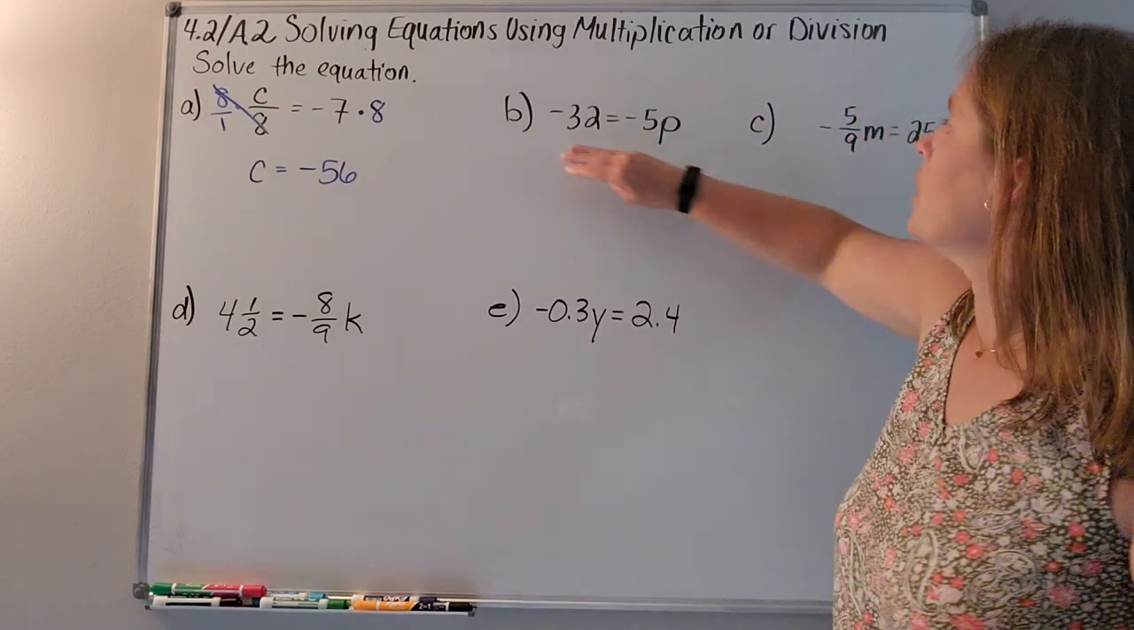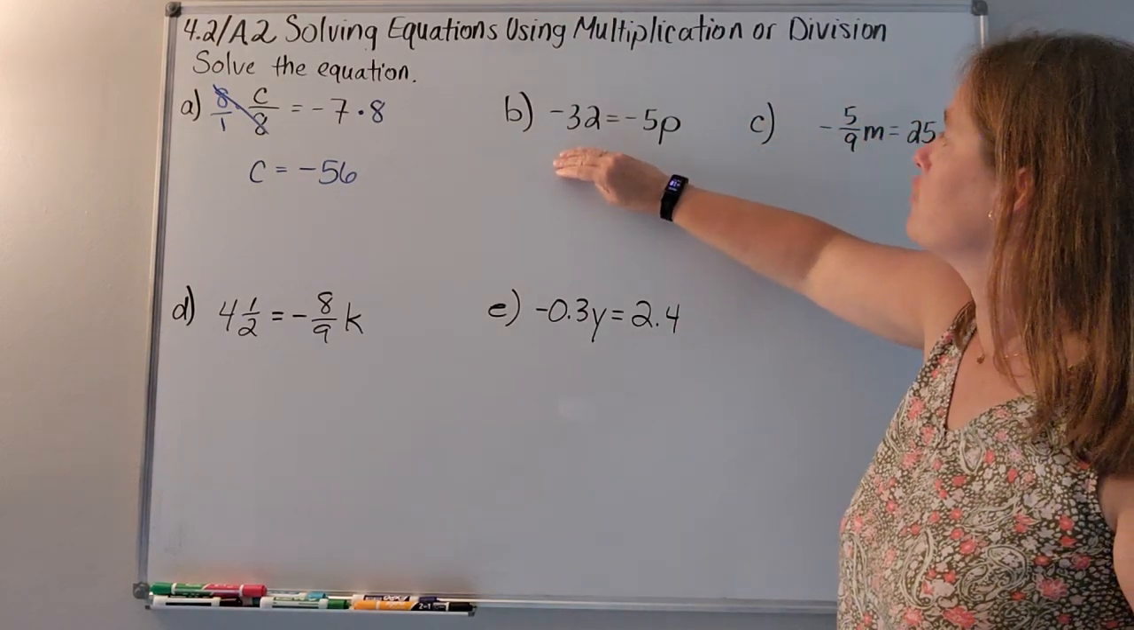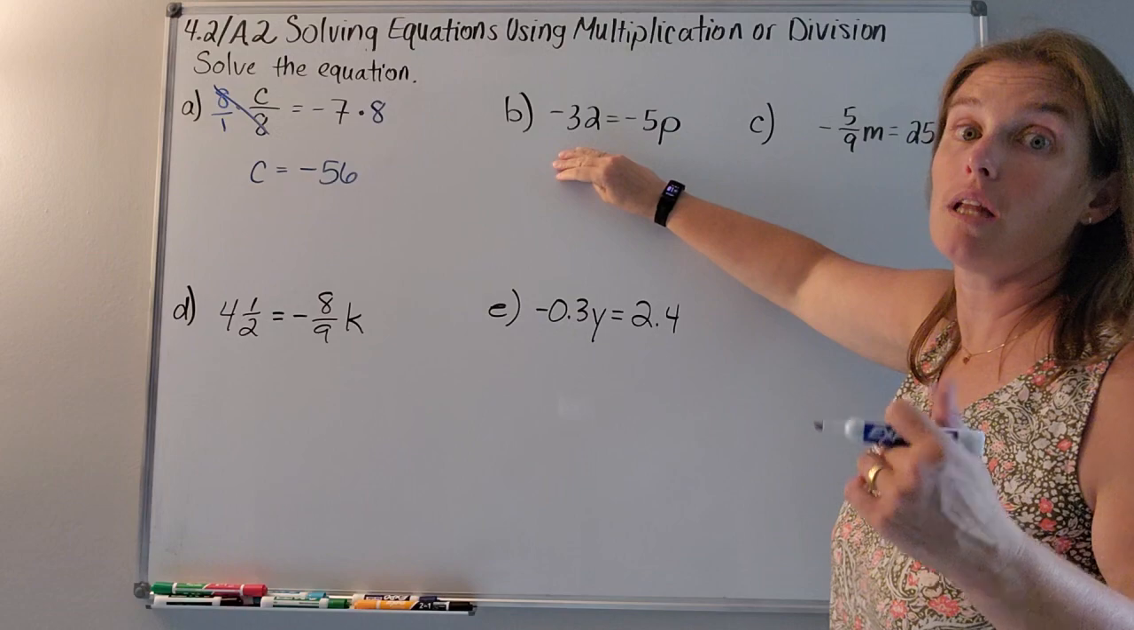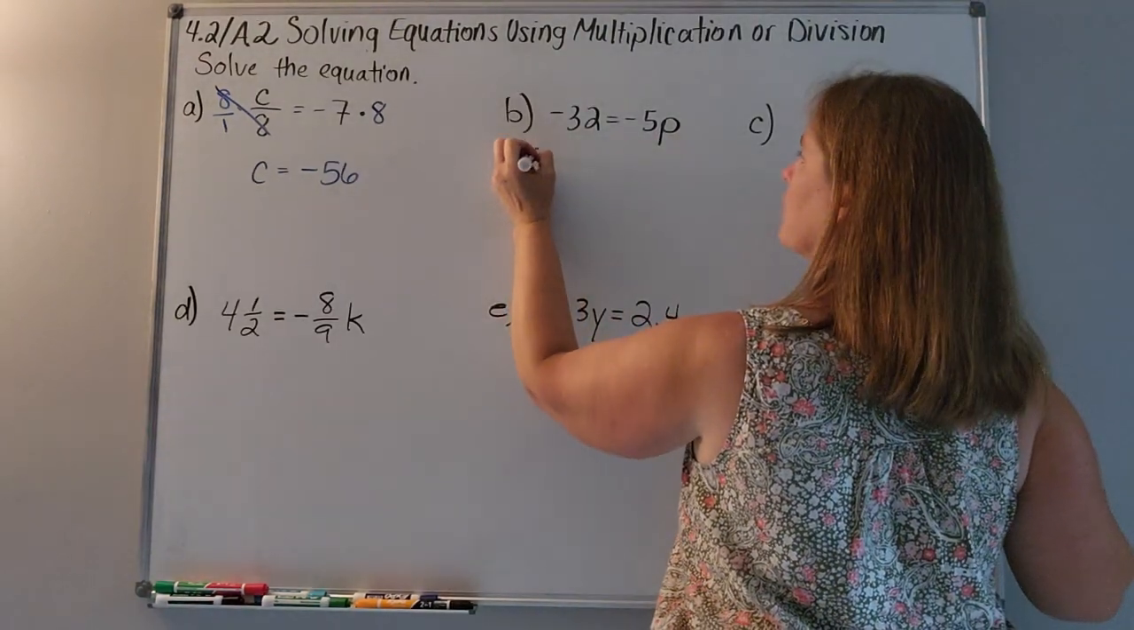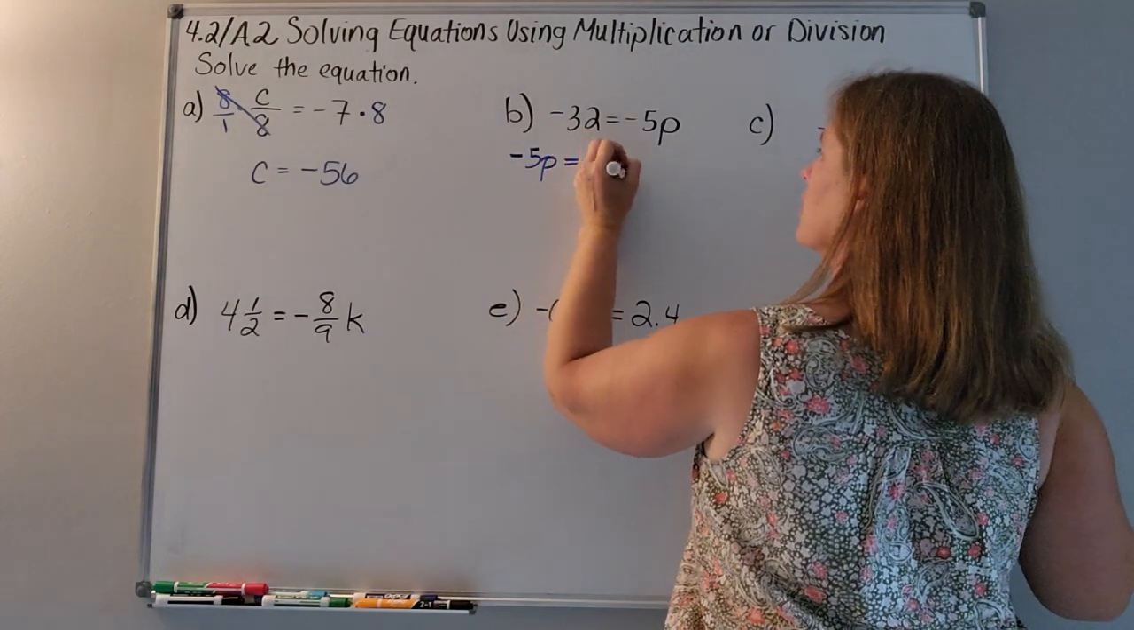All right, let's come over here. -32 equals -5p. Now, you're saying, I really like the variable on the other side. Okay, flip it around. If you don't care, then don't worry about it.